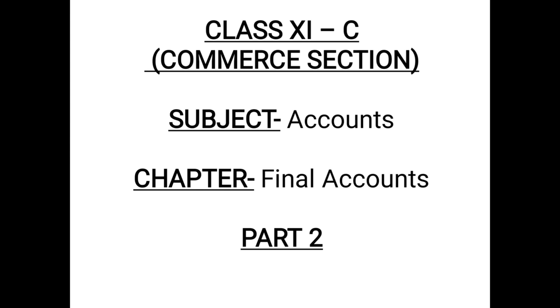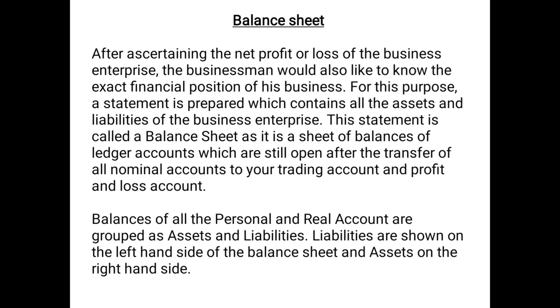In the previous part of the final accounts chapter, we discussed the meaning, objectives, items to be recorded, then the format of trading account and profit and loss account. So, in this part 2, we are going to discuss the balance sheet. As we have already discussed, final accounts basically include trading account, profit and loss account and balance sheet. Here we are starting with the balance sheet.